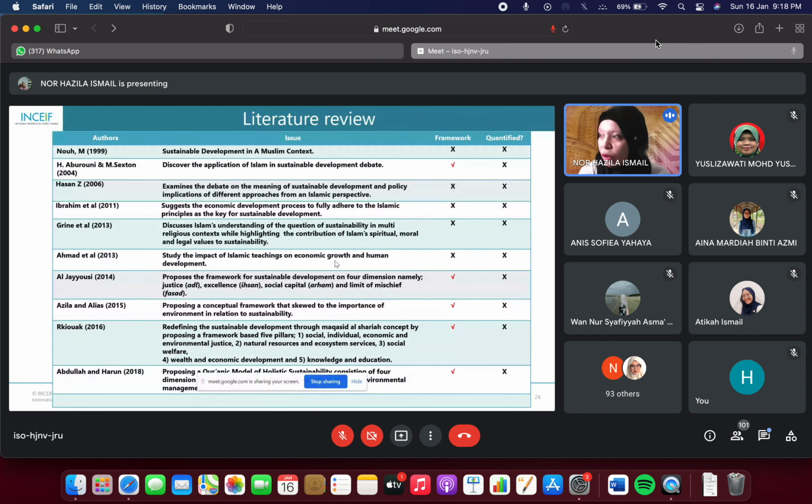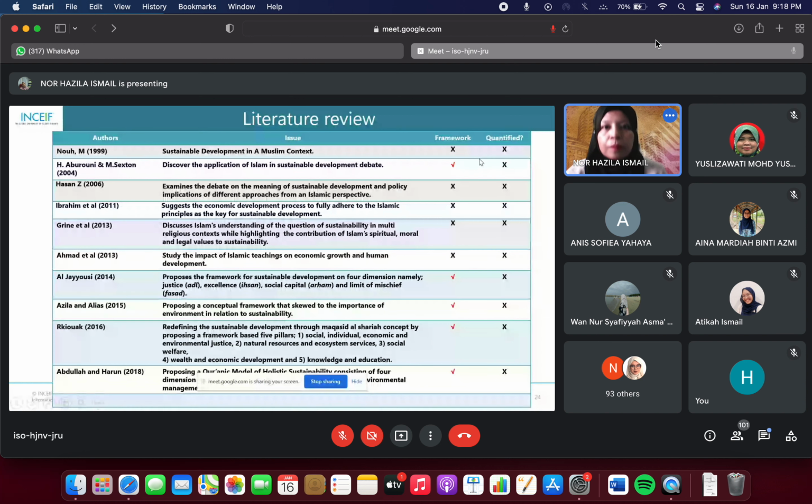Okay, so of course they went through your literature. So when presenting your literature, you should have summary, only summary: who the authors are, and what the main issue of the articles is. Okay, article 1, contoh, I bagi contoh saja. Okay, this Noah, dia punya issue, they are looking into sustainable development in the Muslim context.